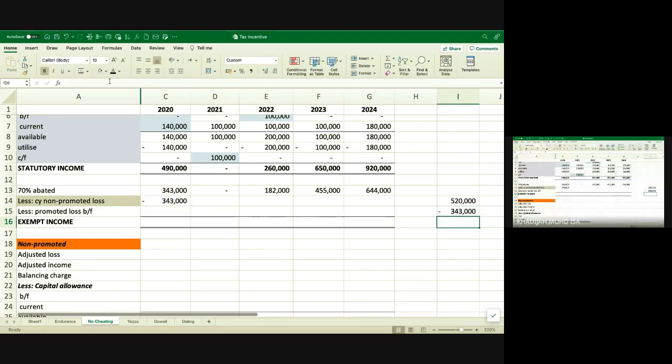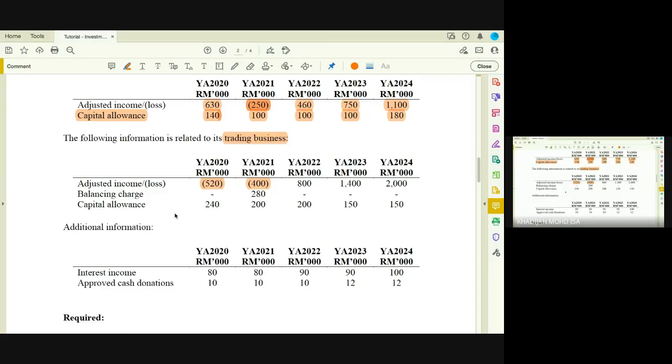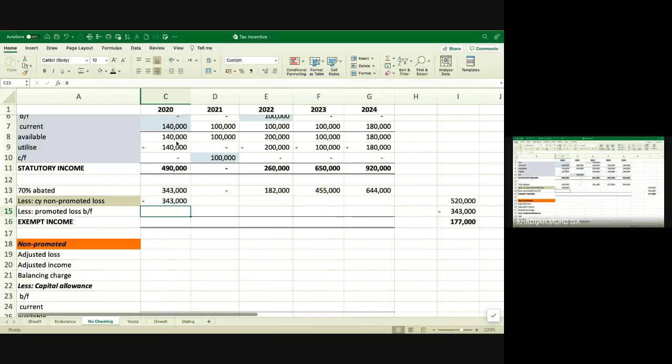So what is the balance? 177,000. Okay, so remember that 177,000 is actually the balance of the losses available to be set off against your aggregate income. You don't have any unabsorbed loss brought forward from your pioneer status yet because your pioneer is making a profit. So because of that, even though initially you have 70% abated of 343, nothing goes into your exempt income because everything is absorbed by your losses from your non-promoted business.